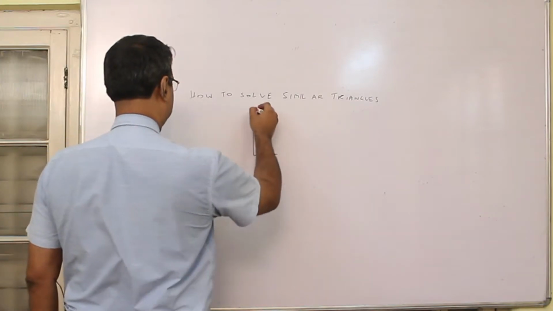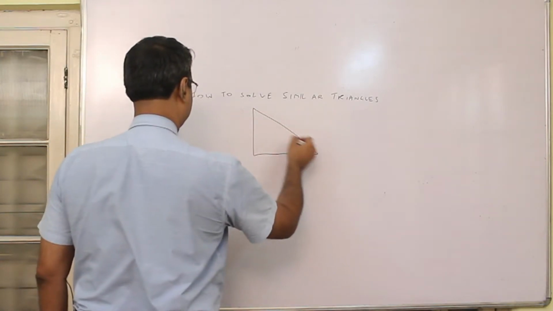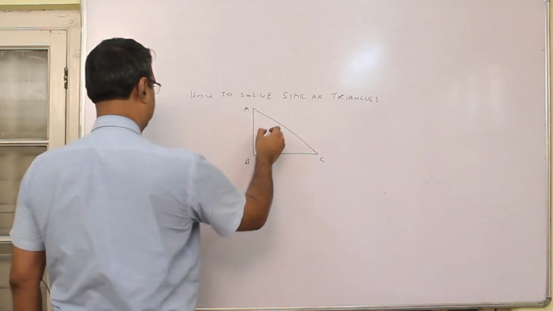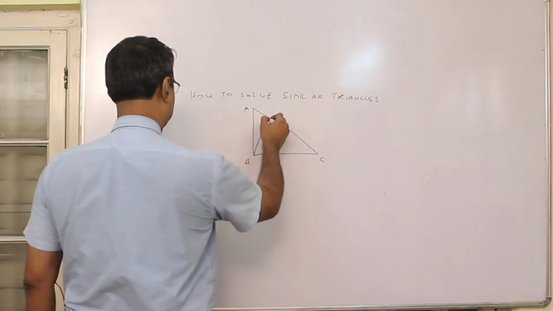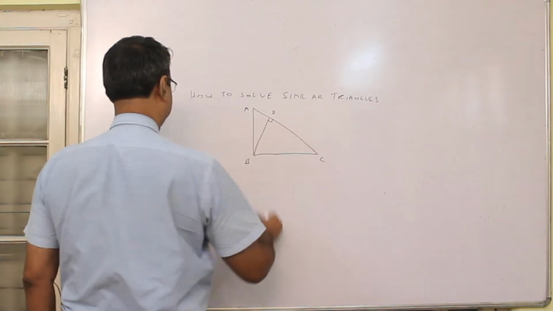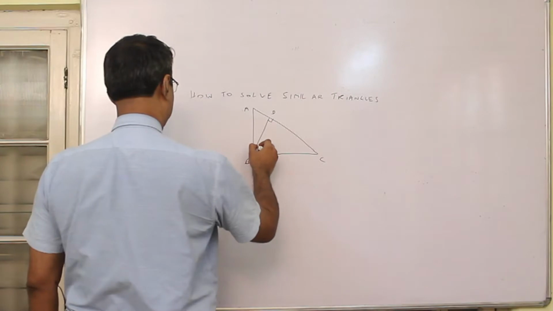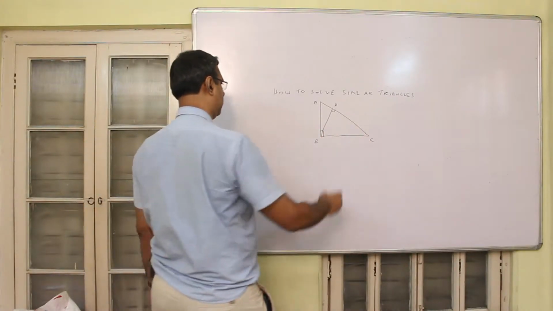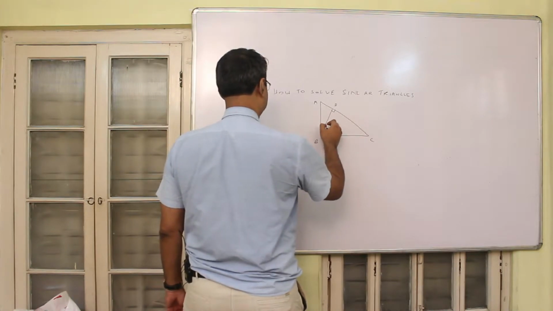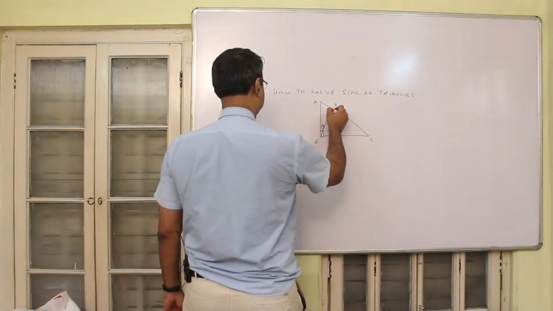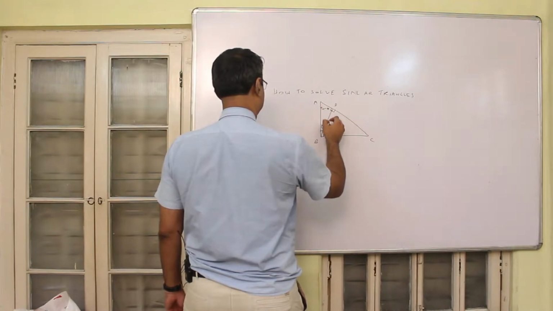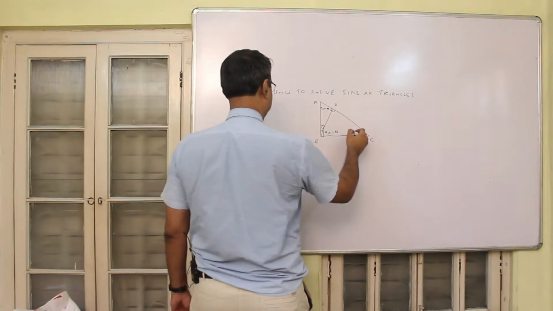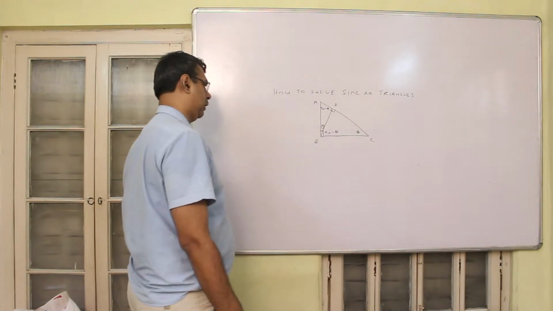Suppose there is a right angle triangle ABC, and BD is perpendicular on the hypotenuse. Let's say this angle is theta, and because this is 90, this is 90 minus theta. Similarly, this is theta, so this is 90 minus theta, and this is theta.